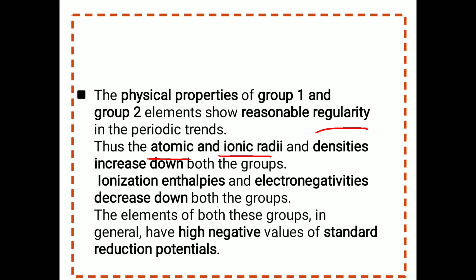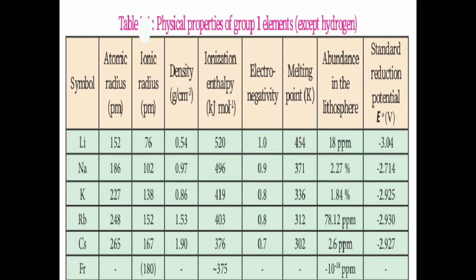Now, as we have seen in the case of groups 1 and 2, at every step a new shell is opened. As the new shell is opened, their atomic radius and ionic radius go on increasing. Now this is the atomic radius and ionic radius of the group 1 elements. As we have seen, the atomic radius of lithium is 152, sodium 186, potassium 227.